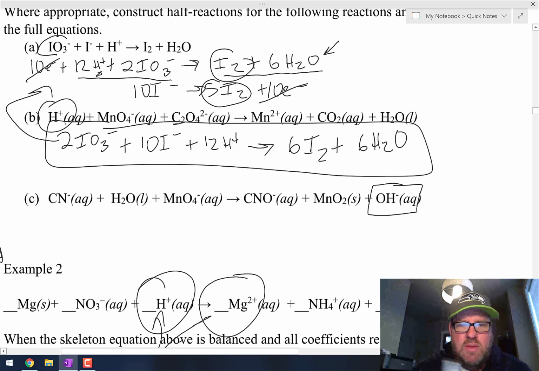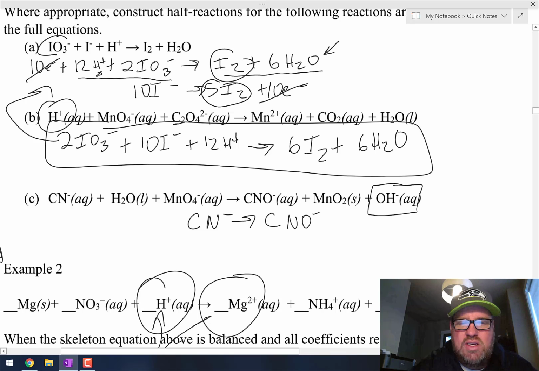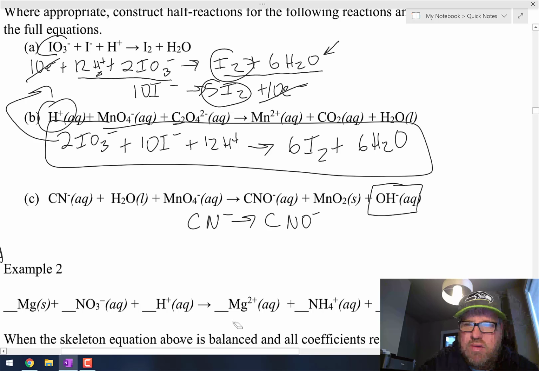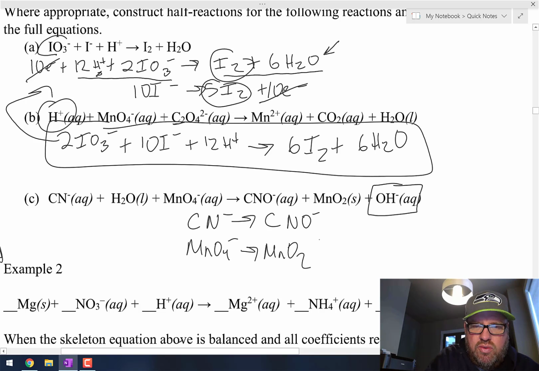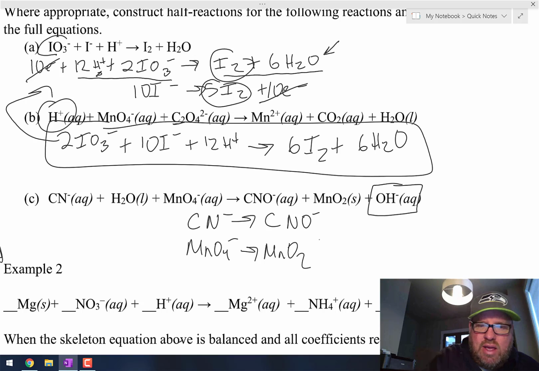So the first thing I'm going to do is I'm going to split it up. And again, I don't care what's being oxidized, what's being reduced. So CN minus becoming CNO minus. What's being oxidized here? I don't know, and I don't care. Okay? And then we've got MnO4 minus becoming MnO2. And again, I'm kind of guessing here on what's being oxidized, what's being reduced. But nitrogen's -3, so that means here the carbon's +2.